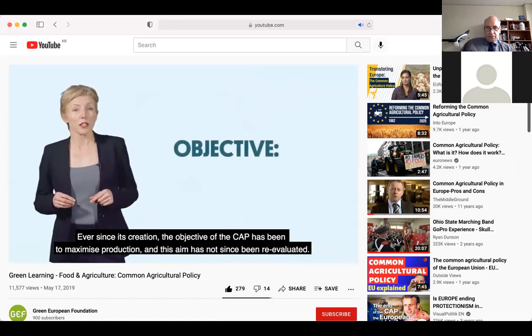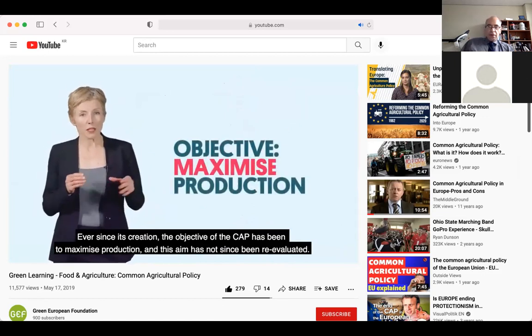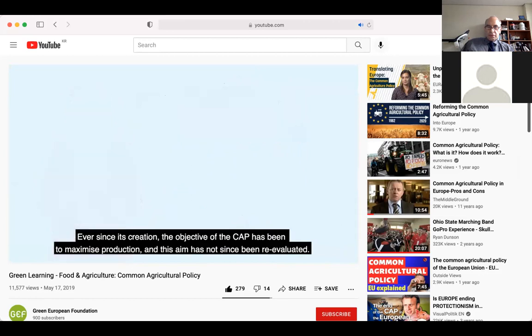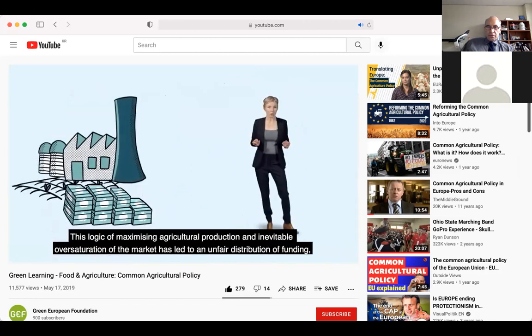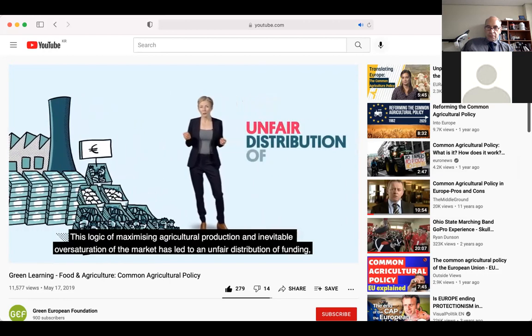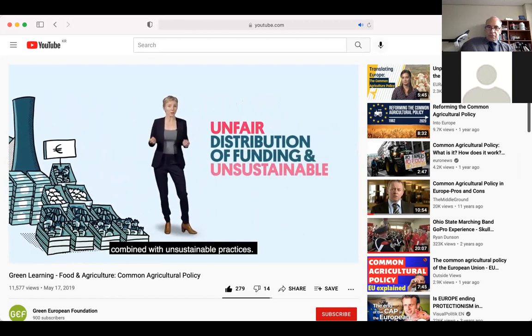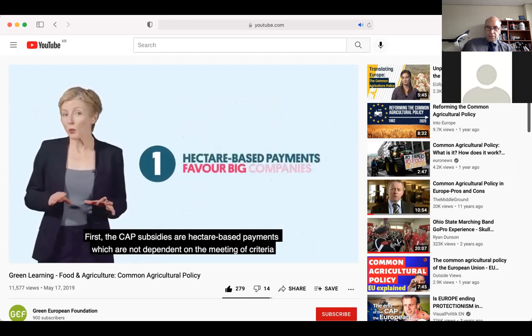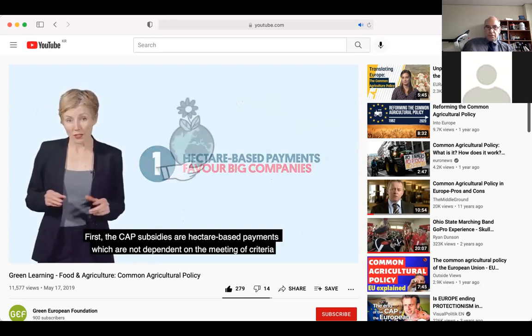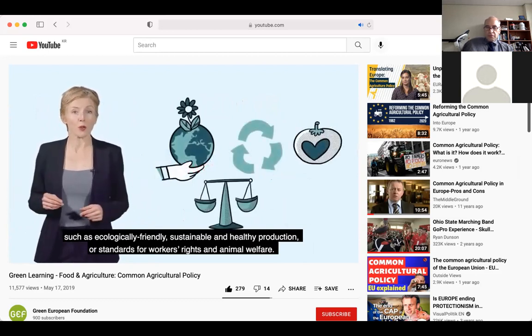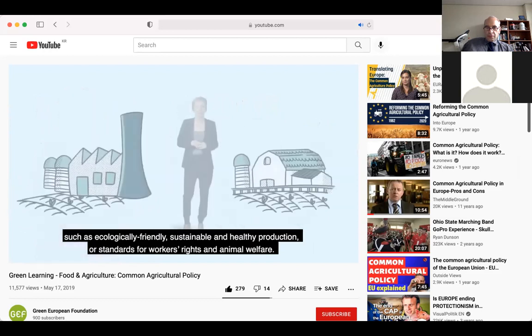Ever since its creation, the objective of the CAP has been to maximize production, and this aim has not since been reevaluated. This logic of maximizing agricultural production and inevitable oversaturation of the market has led to an unfair distribution of funding combined with unsustainable practices. Here's how. First, the CAP subsidies are hectare-based payments, which are not dependent on the meeting of criteria such as ecologically friendly, sustainable, and healthy production, or standards for workers' rights and animal welfare.